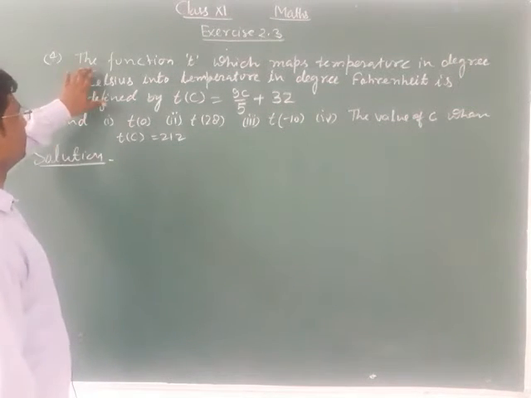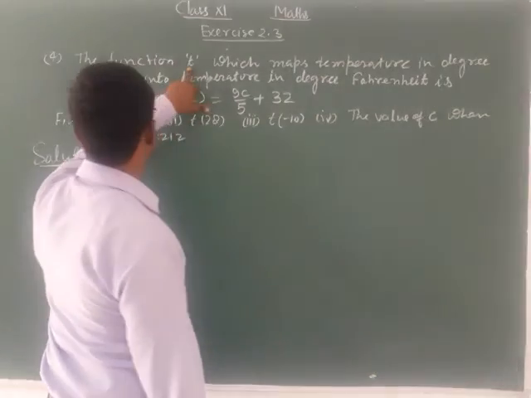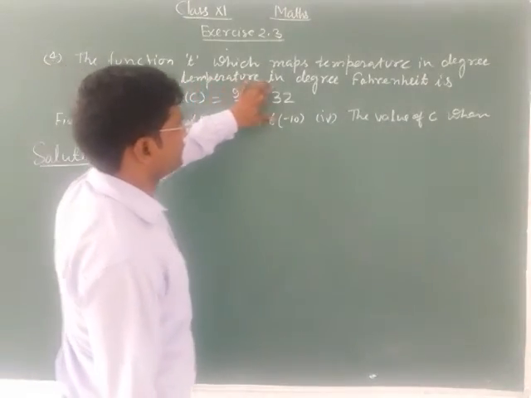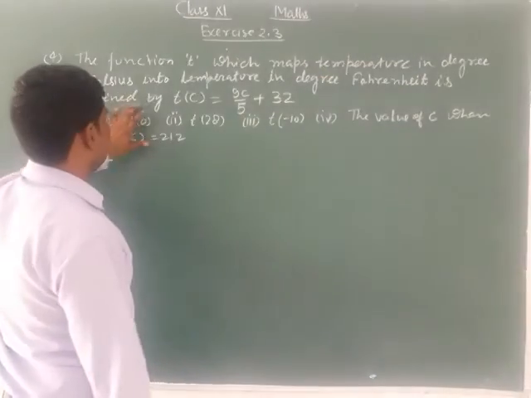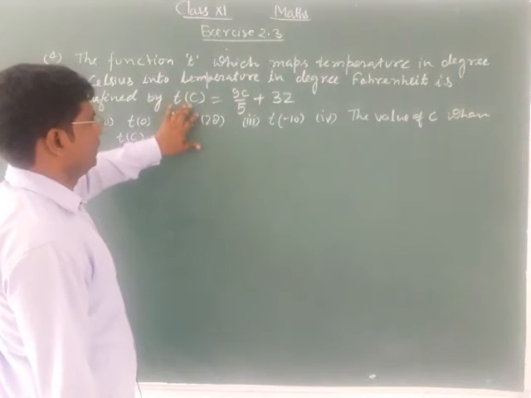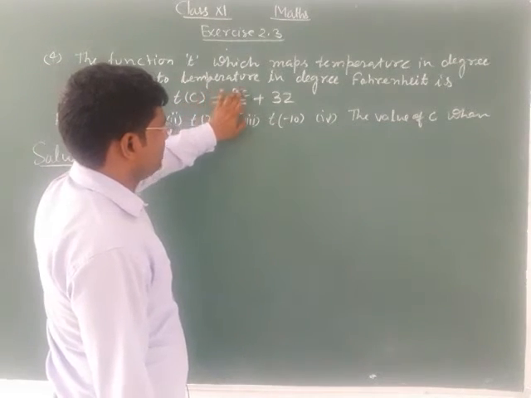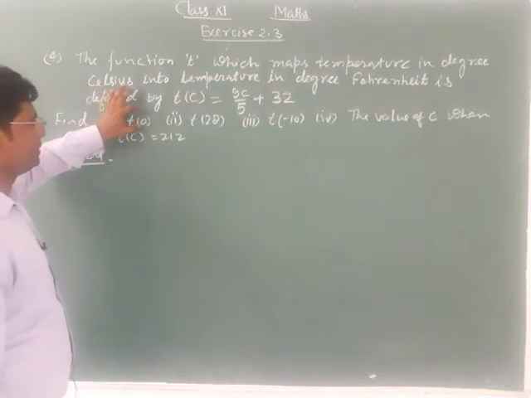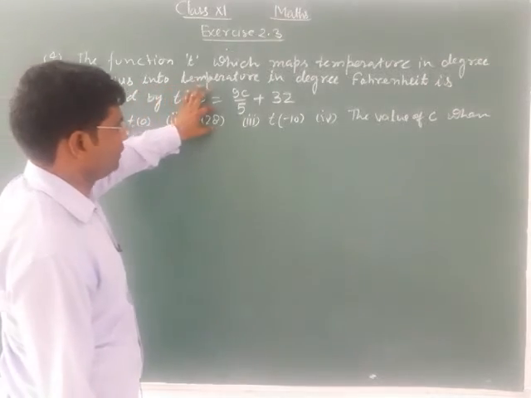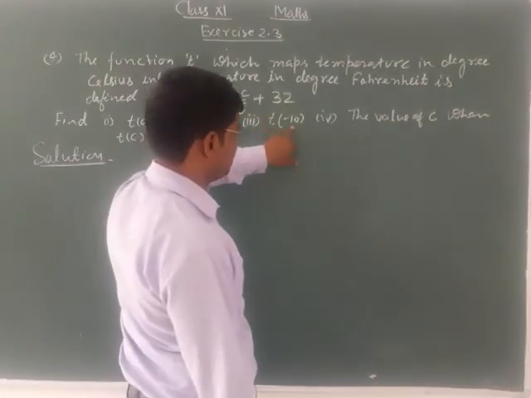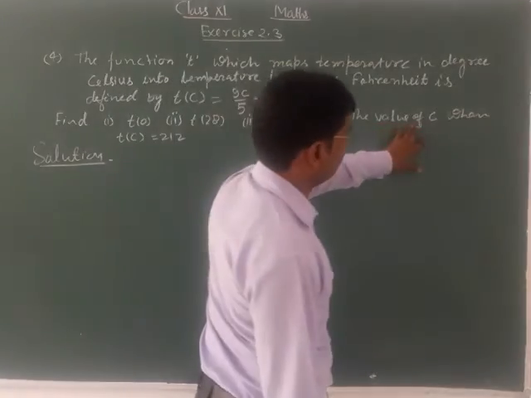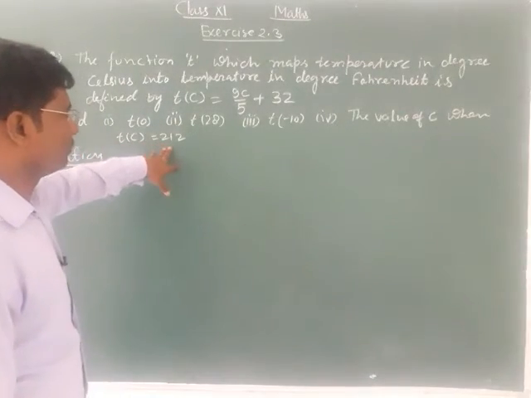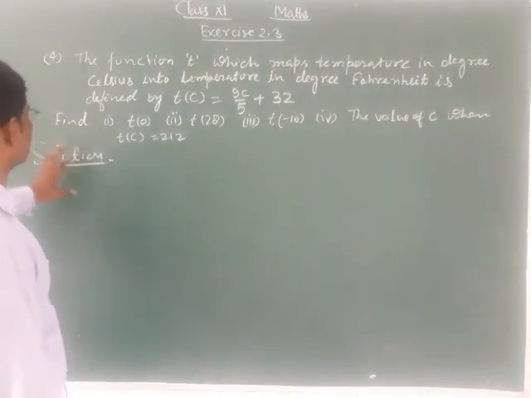Question number 4. The function T for temperature, which maps temperature in degrees Celsius into temperature in degrees Fahrenheit, is defined by T(C) = 9C/5 + 32. Find first T(0), second T(28), third T(-10), and fourth the value of C when T(C) is equal to 212. Solution of this question.